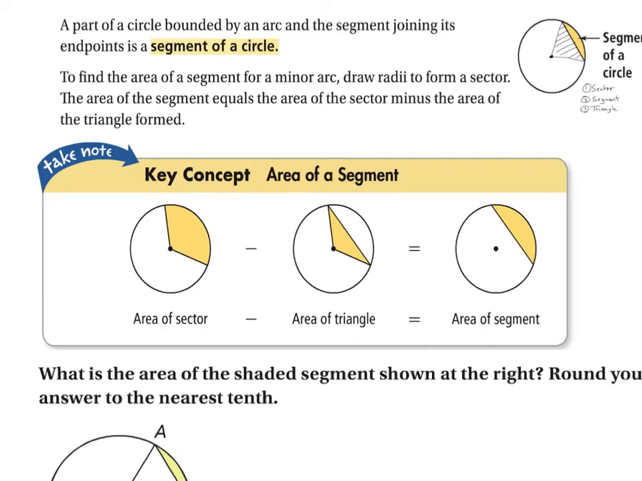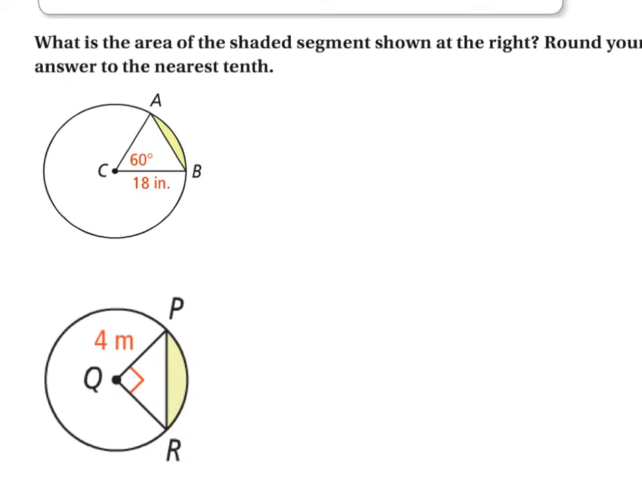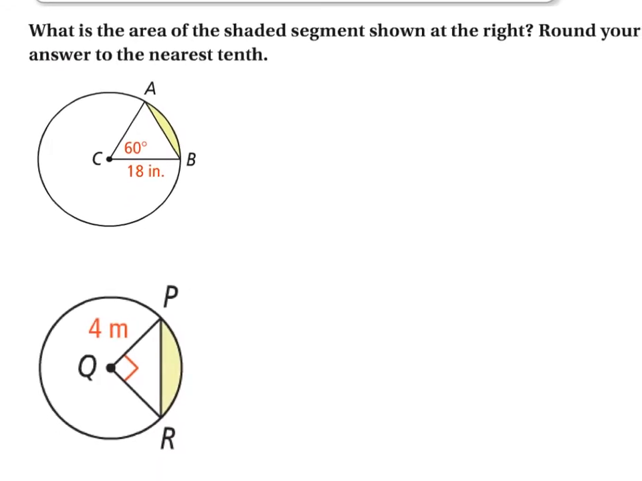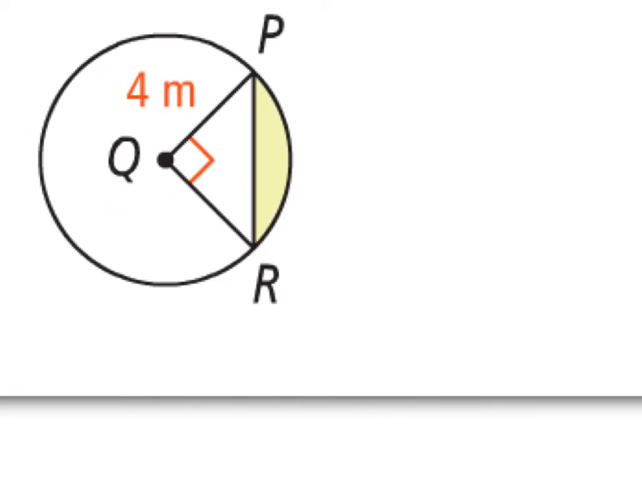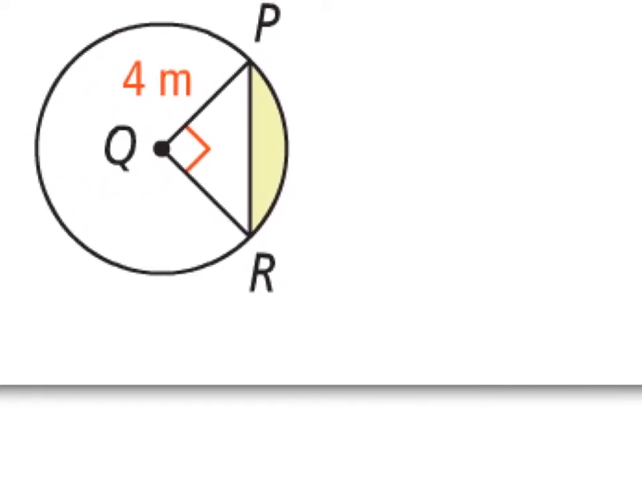Now, as I look at these two examples, we're going to start with the bottom one. I'll tell you the reason in a second. We want to find the area of the segment from P to R to the outside of the circle. Essentially we want to find this colored in area. So a couple things we need to do. We need to figure out the area of the sector and the area of the triangle.